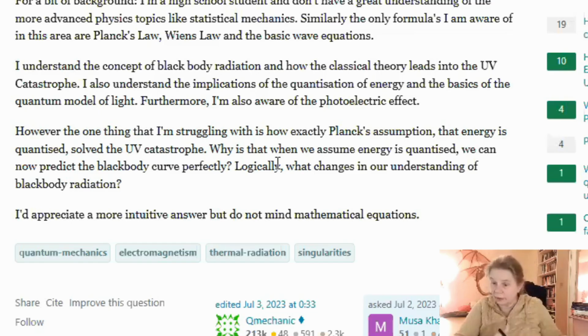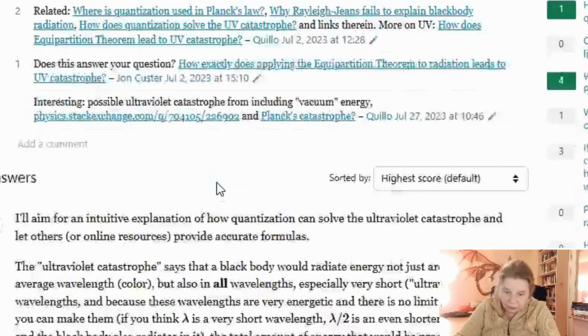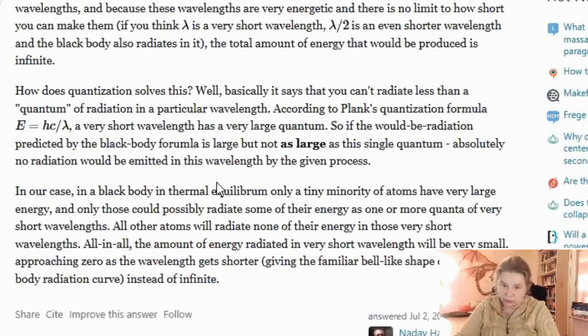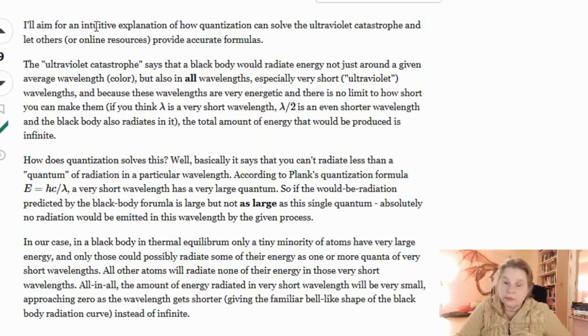problem, which was exactly what I thought when I read this, the teacher's notes there. So why is it that when we assume energy is quantized, we can now predict the black body curve perfectly? Logically, what changes in our understanding of black body radiation? Okay, and this answer seemed to me to be a very good answer. So it was, I'll aim for an intuitive explanation of how quantization can solve the ultraviolet catastrophe and let others provide accurate formulas. Okay, so this is as far as you need to go from the point of view of the AQA A level.